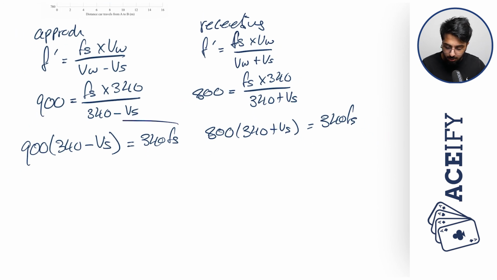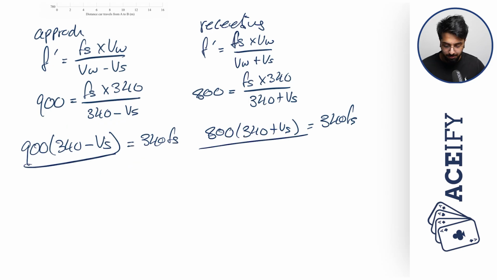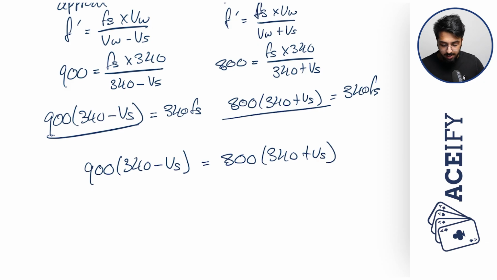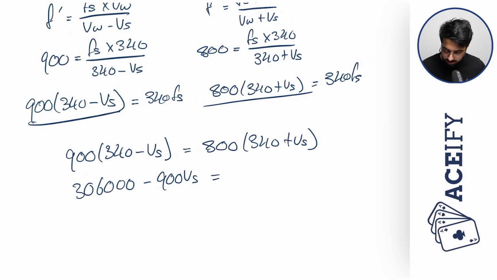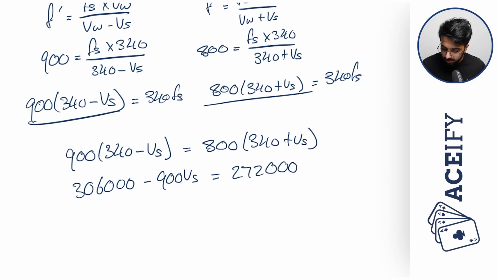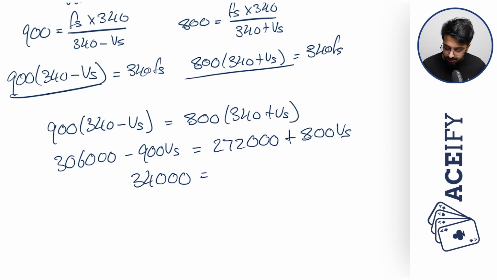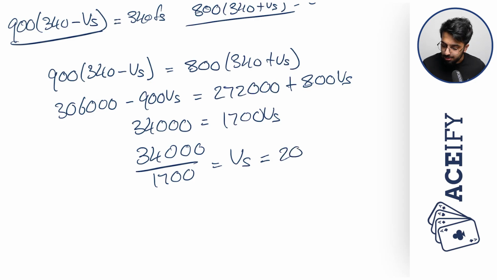As you can see, both of our equations are equal to 340 Fs, and so we can make both expressions equal to each other. We get 900 times (340 minus Vs) is equal to 800 times (340 plus Vs). Therefore we can expand: 900 times 340 is this diabolical number right here, minus 900 Vs, and that's equal to 800 times 340, which is this diabolical number right here, plus 800 Vs. Now gathering our like terms, we get 34,000 is equal to 1,700 Vs, and therefore 34,000 over 1,700 is equal to Vs, and this gives a source velocity of 20 meters per second.